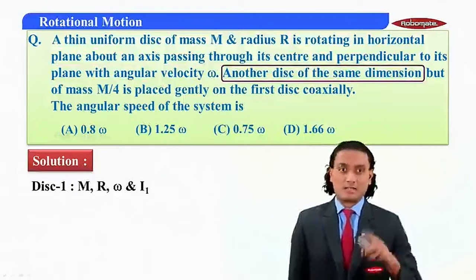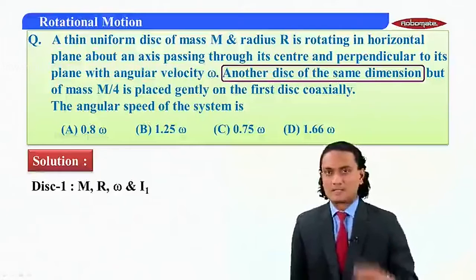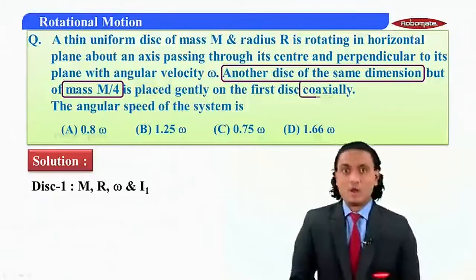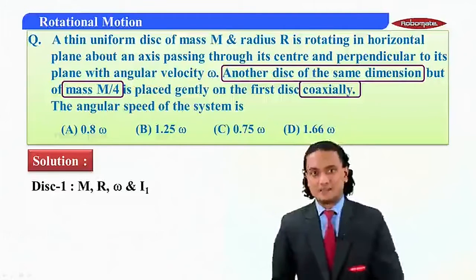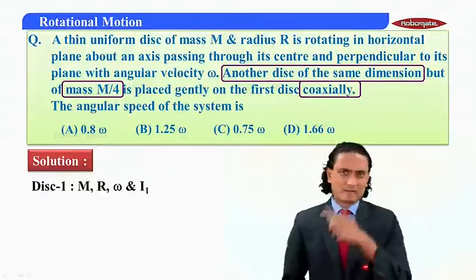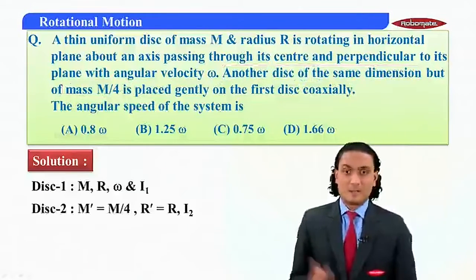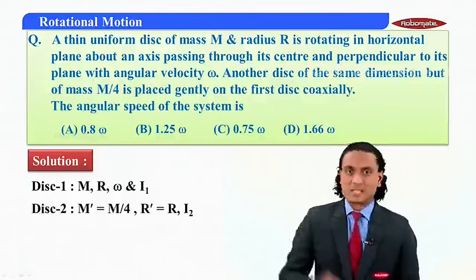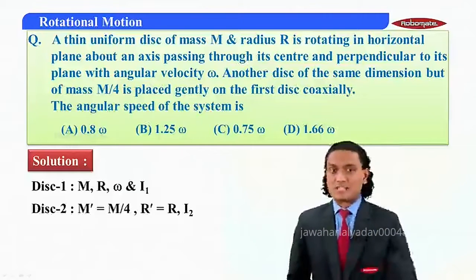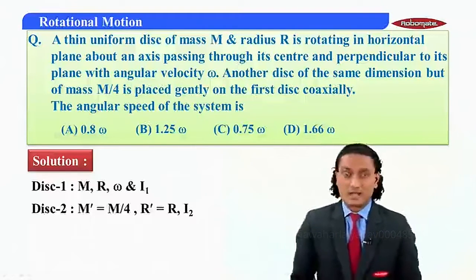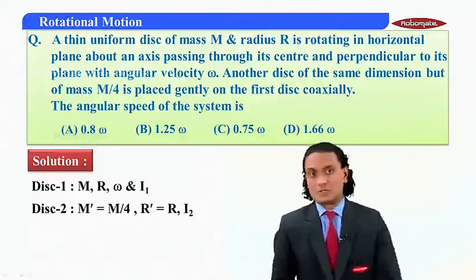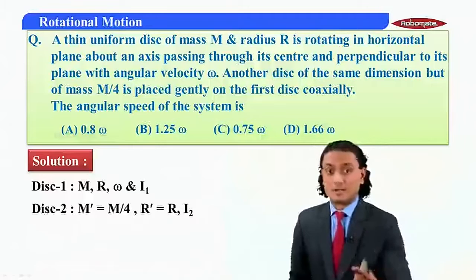Alright, fine. What else is given, students? Another disk of the same dimension but of mass m upon 4 is placed gently on the first disk coaxially. So now they are keeping one more disk on top of the first disk. For the second disk, mass will be different because in the question it is said, mass is m upon 4. For disk 2, m dash is m upon 4. And what is the radius of the second disk? It is the same, r dash will be r. And now, since mass has changed, what will happen to the moment of inertia of the second disk? That also will change. So let I2 be the moment of inertia of the second disk.